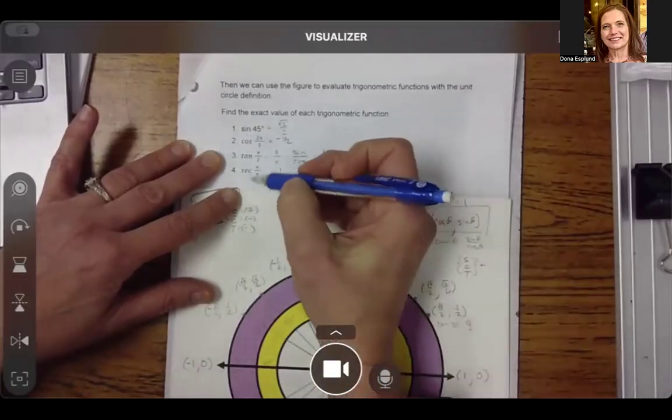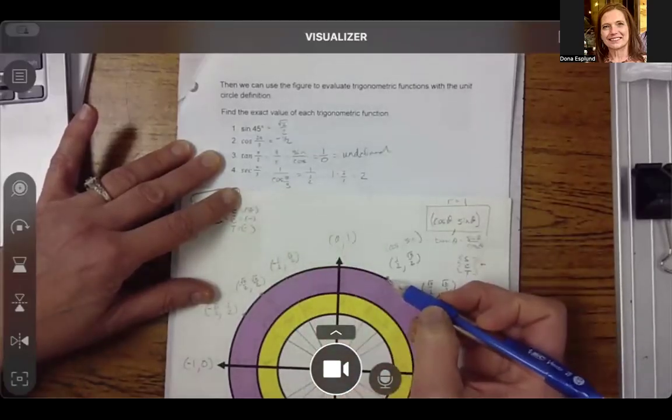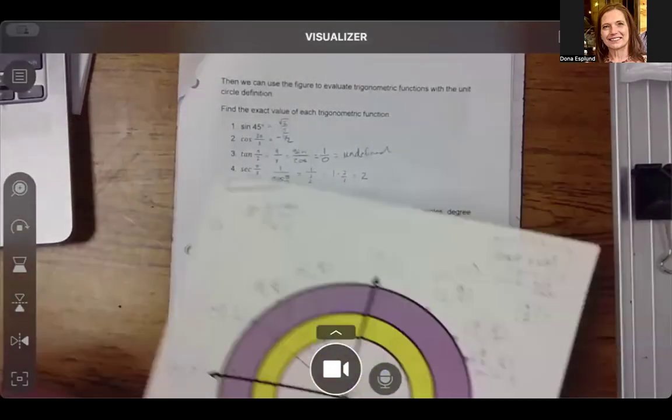And since I'm looking at the angle of pi over 3, I know I'm a positive number for both of those.